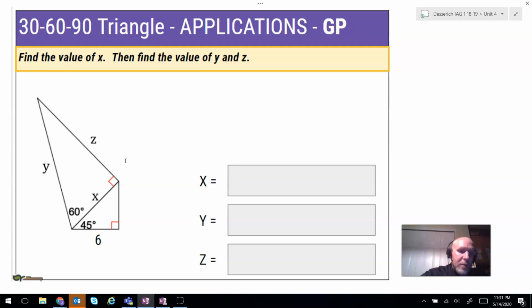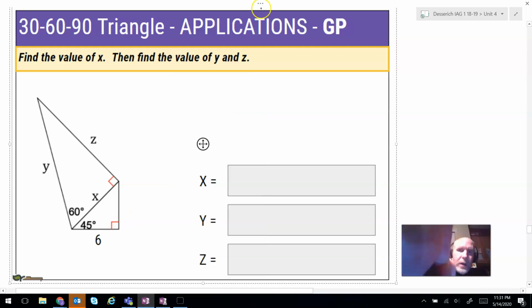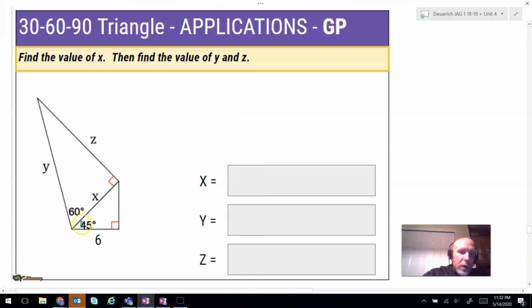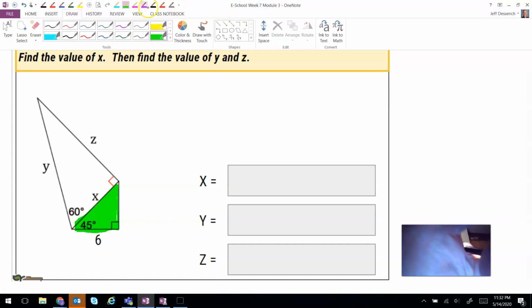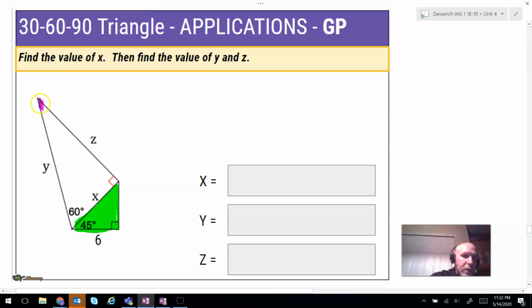But look what's happened here is they've brought in a 45, 45, 90 triangle as well. I'm going to highlight that one in green. So notice that our job is to find x, y, and z. Well, x, if you can tell, is both the short leg of a 30, 60, 90 triangle as well as the hypotenuse of a 45, 45, 90 triangle. So we've got the two different situations here. We got to use a different model triangle for each. So we got to use both Frank and Thelma here.